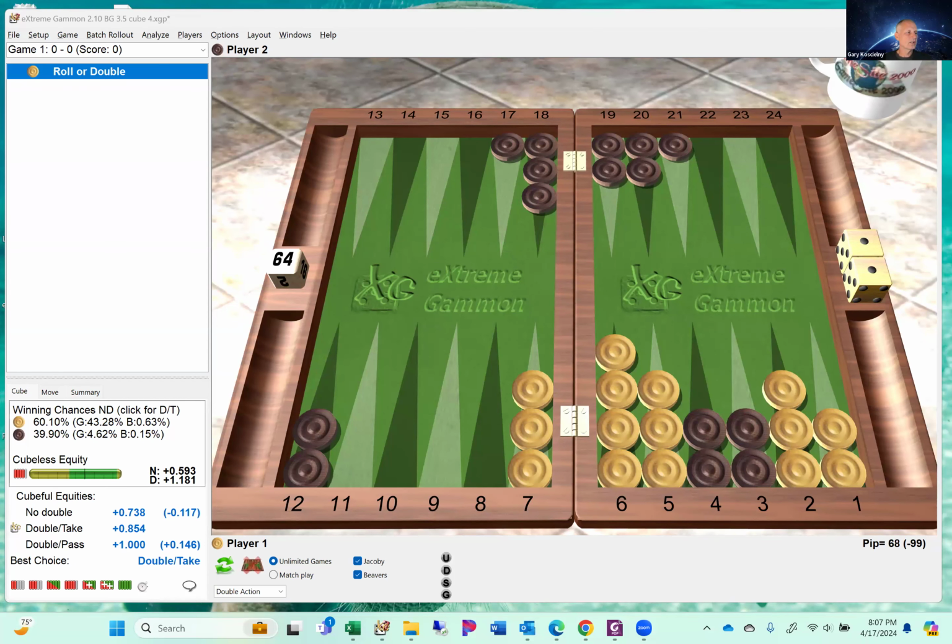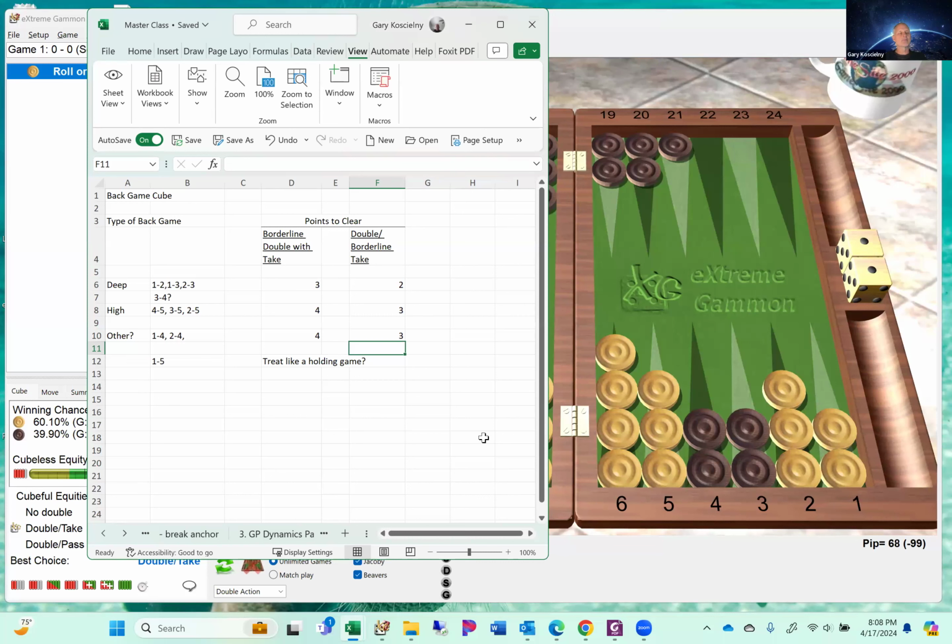Okay, so we're going again over the master class. And we're going over chapter 3, which is Mochi's chapter on Backgames. And so for this section, we're going to do some basic cube information from Mochi.